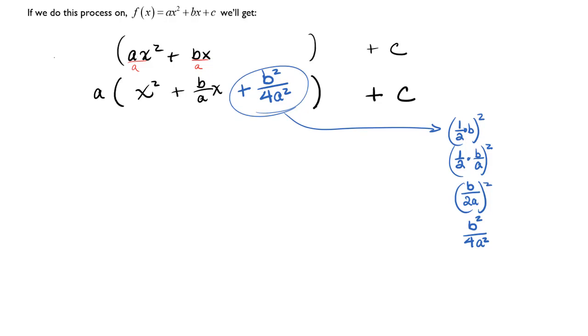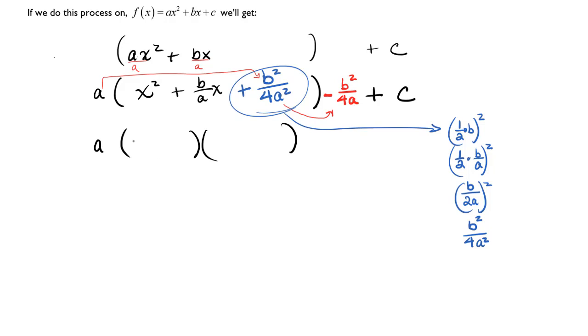And if I look at that, I can check to see what I need to subtract from the outside. Since a is multiplied to all three terms, this number that I subtract on the outside needs to be the product of a and b squared over 4a squared. When I multiply those together, I will subtract b squared over 4a. I've kept my expression the same by adding and then subtracting the same value. We've just changed the form now.